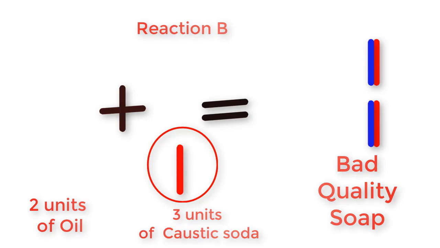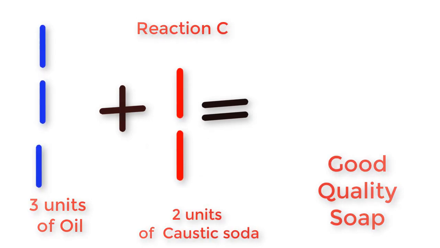Now, this is what every soap manufacturer wants to avoid. That is making sure that no excess of caustic soda is left behind in the soap. Instead of having excess caustic soda, it is even better to have excess of oil left in the soap. Now, take for example, that will take us to case C or reaction C. Take for example, we have 3 units of oil reacting with 2 units of caustic soda.